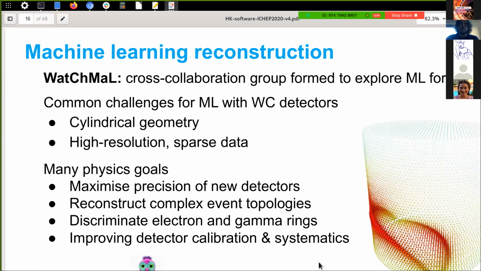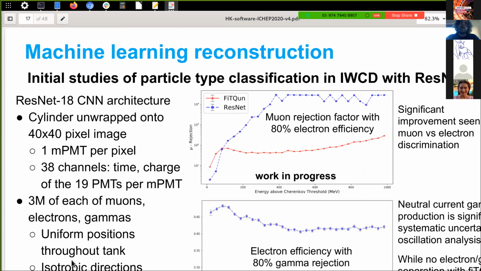So one of the things we need to deal with is how to appropriately deal with the cylindrical shape of the tank, which is not necessarily suited to some of the more traditional machine learning architectures, and also dealing with high resolution and often quite sparse data. So obviously our physics goals for this are just to improve our precision of the detectors, improving the reconstruction resolutions, and start to discriminate different particle types that is more difficult to do using traditional techniques, and also improve our detector calibration and systematics.